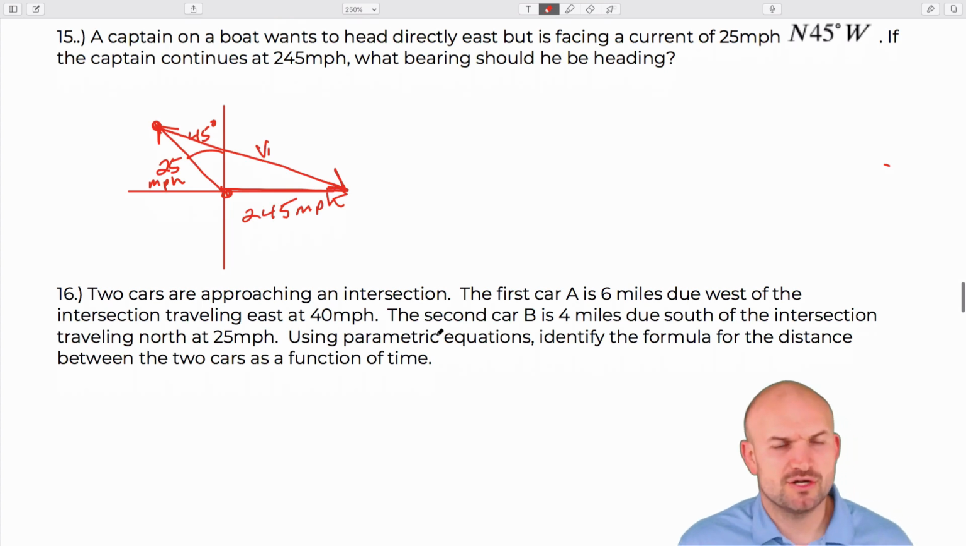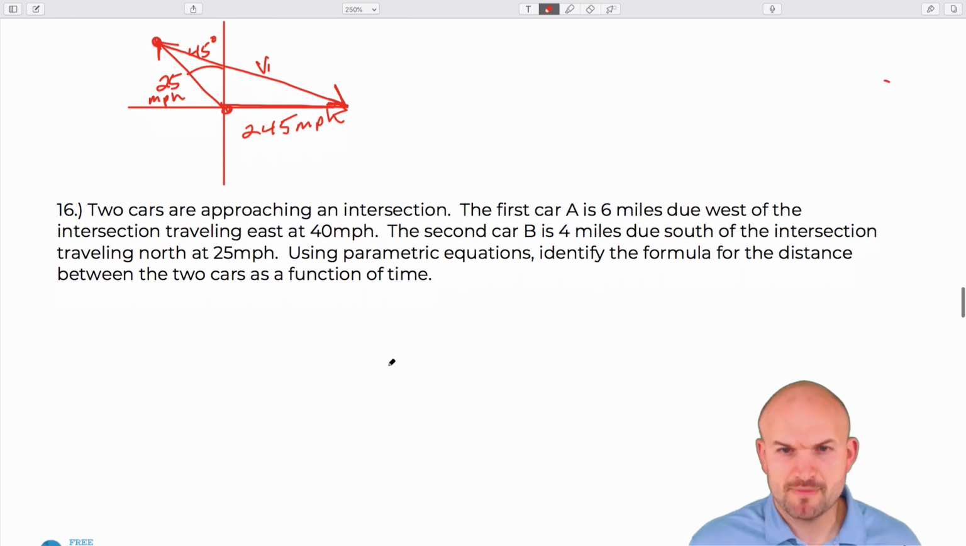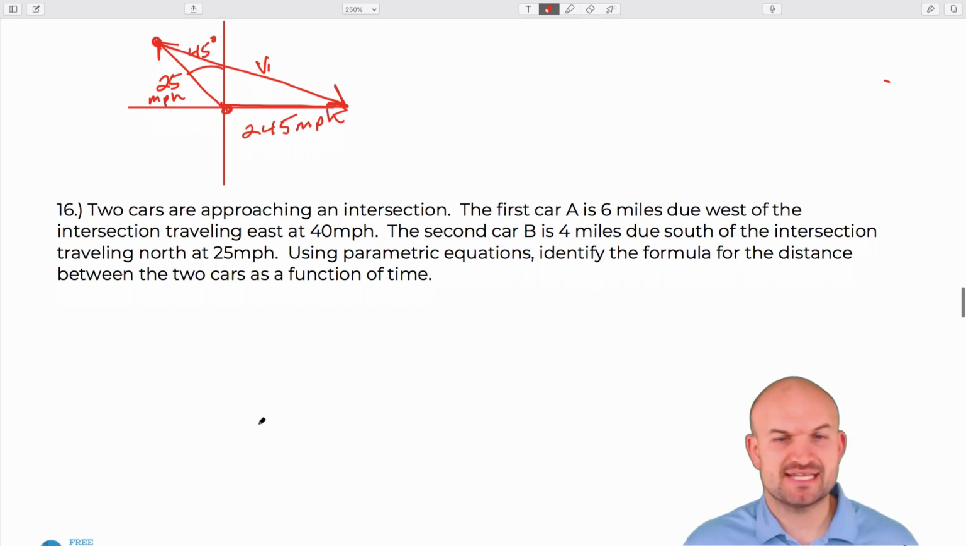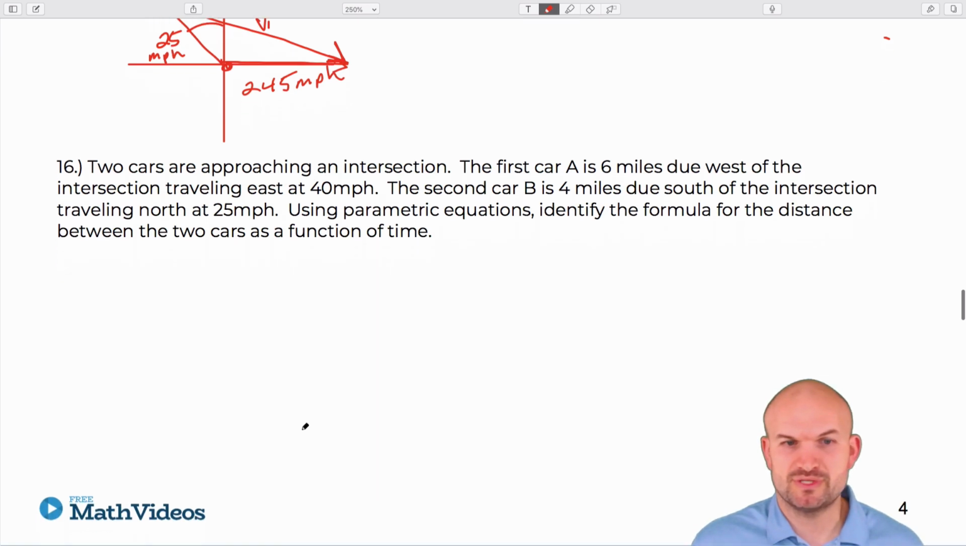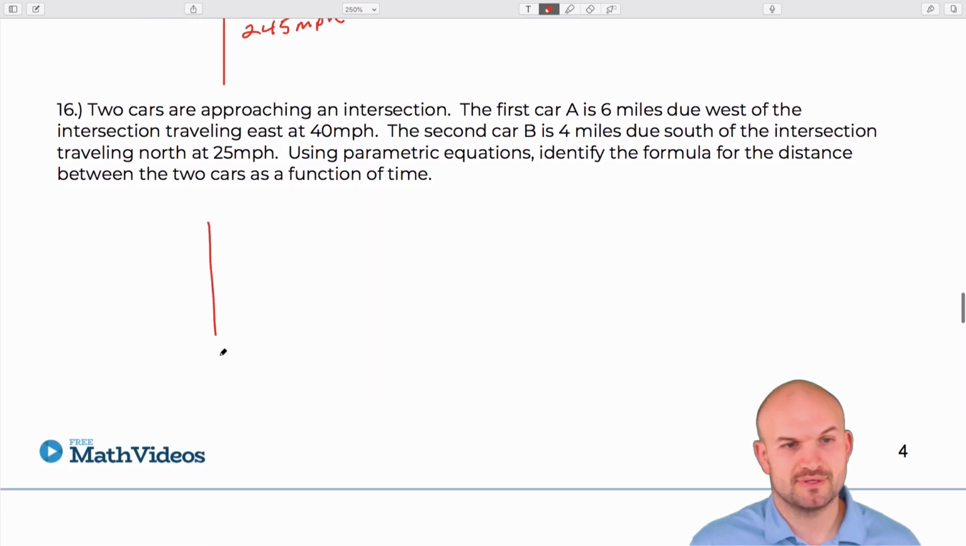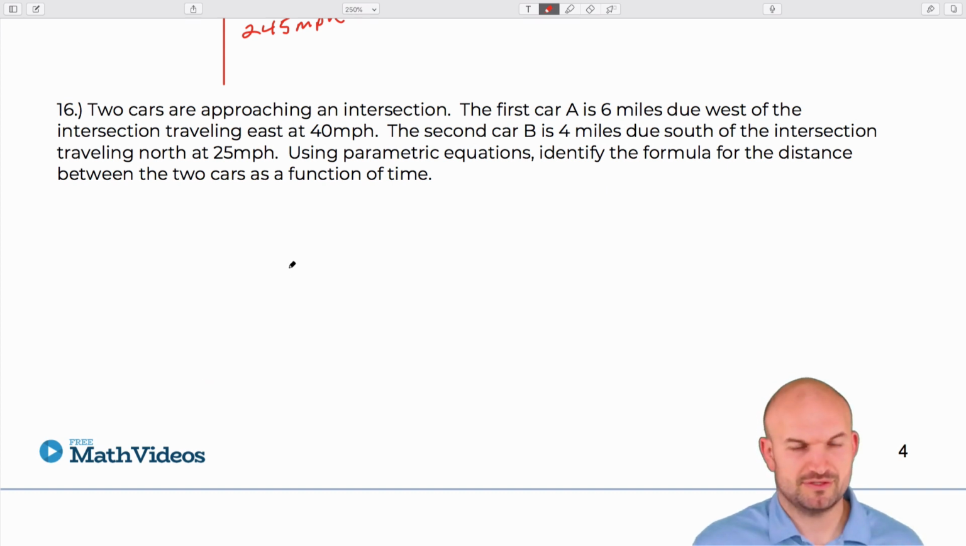All right, so this one says two cars are approaching an intersection. The first car, A, is 6 miles due west of the intersection, traveling east at 40 miles per hour. And the second car, B, is 4 miles due south of the intersection, traveling north at 25 miles per hour. Using parametric equations, identify the formula for the distance between the two cars as a function of time. So if they're at an intersection, we're going to draw an intersection. There we go.